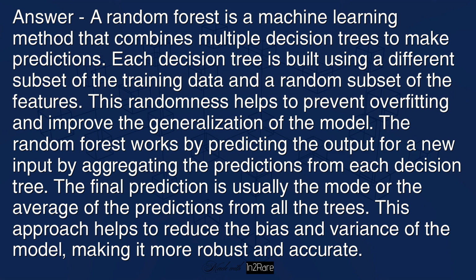The random forest works by predicting the output for a new input by aggregating the predictions from each decision tree. The final prediction is usually the mode or the average of the predictions from all the trees. This approach helps to reduce the bias and variance of the model, making it more robust and accurate.